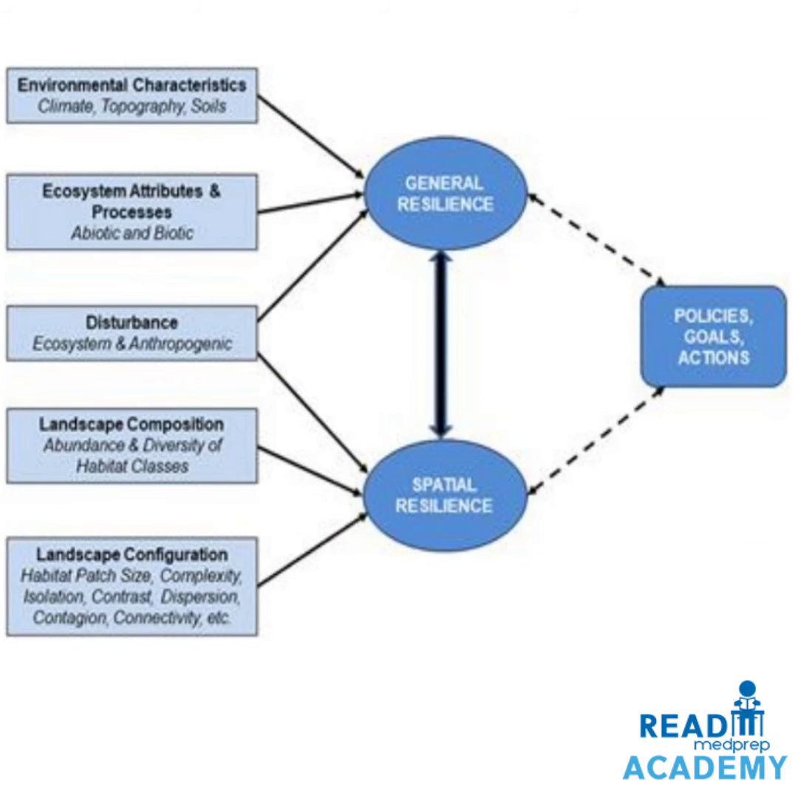Here in this image you can see the general resilience, which is due to environmental characteristics like climate, topography and soils, ecosystem attributes and processes like the abiotic and biotic factors, and the disturbance of the ecosystem and anthropogenic factors, which also contribute to the spatial resilience. The spatial resilience may be due to the landscape composition because of abundance and diversity of the habitat classes, and landscape configuration because of the habitat patch size, complexity, isolation, contrast, dispersion, contagion and connectivity, etc. These resilience factors help us to produce new policies, goals and actions to protect our ecosystems.